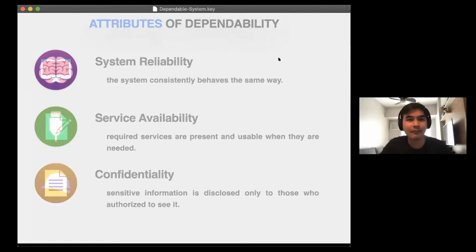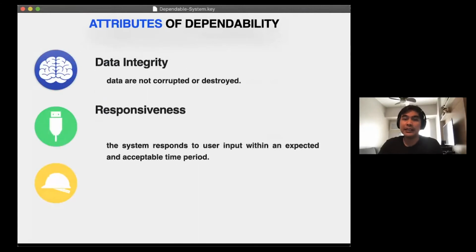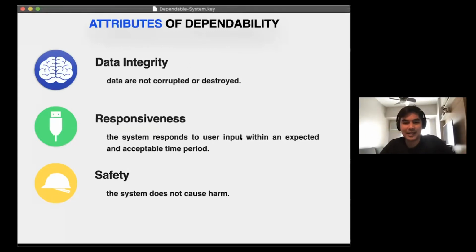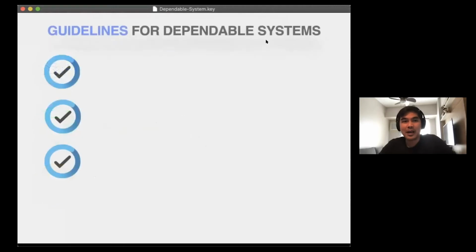Okay, so another would be yung tinatawag nating data integrity. So data are not corrupted or destroyed. For example, nagsasubmit kayo ng course task sa Canvas. Okay, wala namang scenario that we encountered na nagkaroon ng problema in terms of your submission, na na-corrupt yung file, etc. So it has something to do with data integrity. When we talk about responsiveness, it responds to user input within an expected and acceptable time period. Okay, so dapat working siya. And safety, the system does not cause harm. Okay, the system does not cause harm dun sa mga gumagamit.